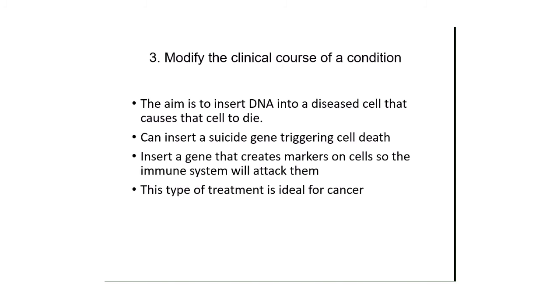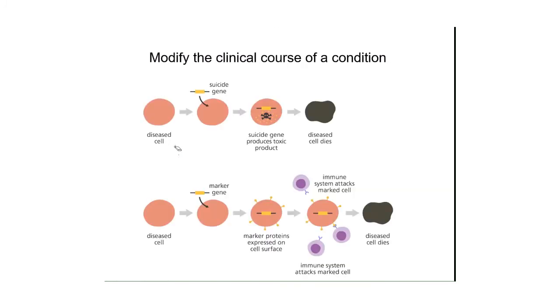suicide genes, so to speak, it's going to trigger cell death in the tumor, and that's going to allow the tumor to shrink. Perhaps in some cases, you can insert a gene that would create special markers to be expressed on the cell membrane of the tumor cell, for example, and these markers can be designed in a way that the immune system would recognize and attack them. So again, this type of treatment would be ideal for cancer. Here is just a visual representation of that.